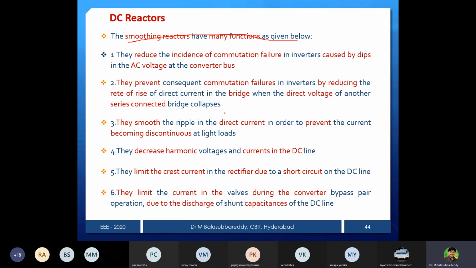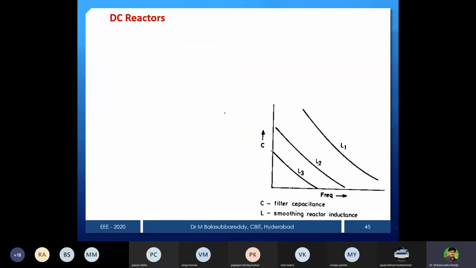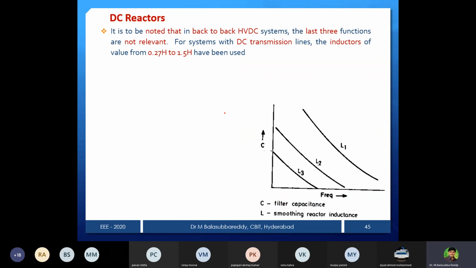There are some functions. If they ask the question, write a short note on the DC reactor, first we can explain all these functions, and we can elaborate a little bit. And here you can see the frequency versus the filter capacitance, smoothening reactance, inductance and all. There is a back-to-back HVDC system. The last three functions are not relevant.